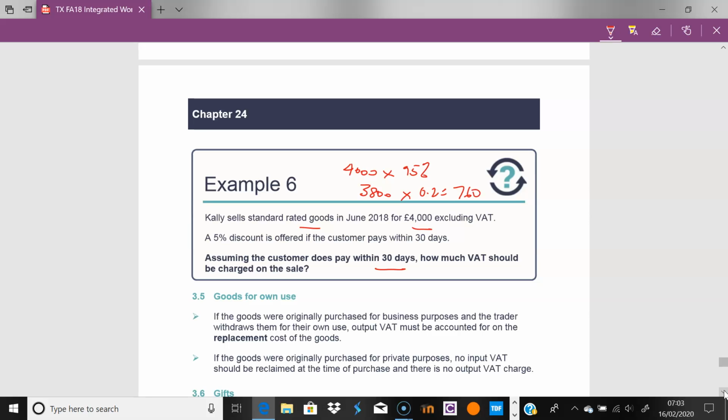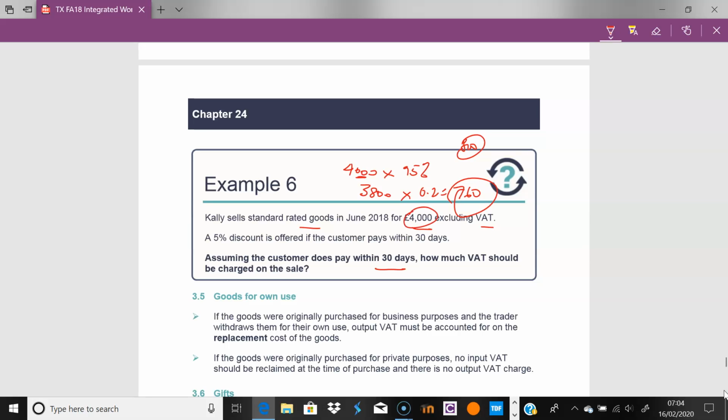So initially you would have had 4,000 times 0.2, you'd have had 800. And so you would put through an adjustment of £40 in your VAT account. But the question is asking how much VAT should be charged on the sale, and therefore it's 760. So find the initial cost. Remember, the VAT isn't part of the real cost of the product. That's the real cost of the product, and work from there.